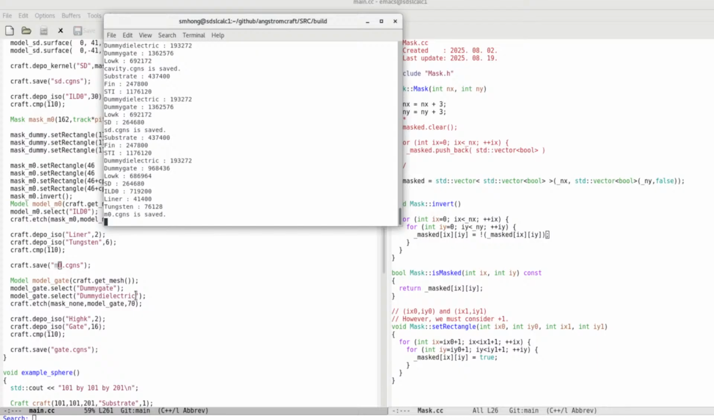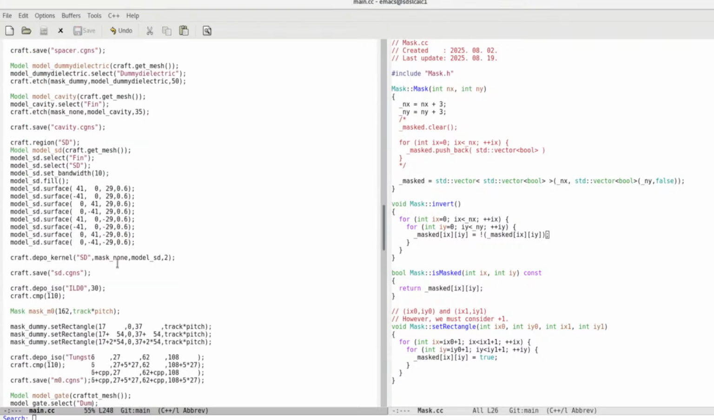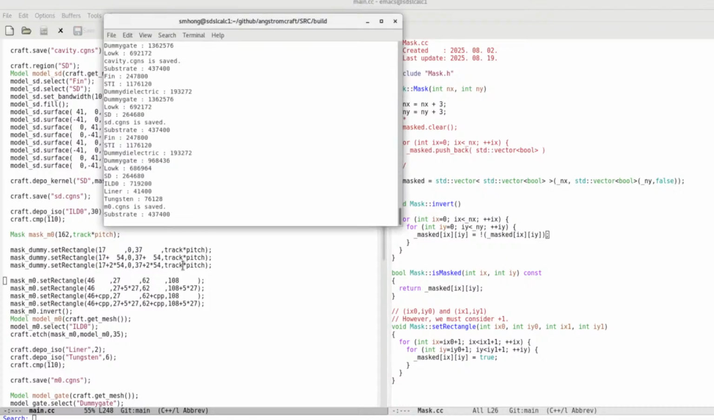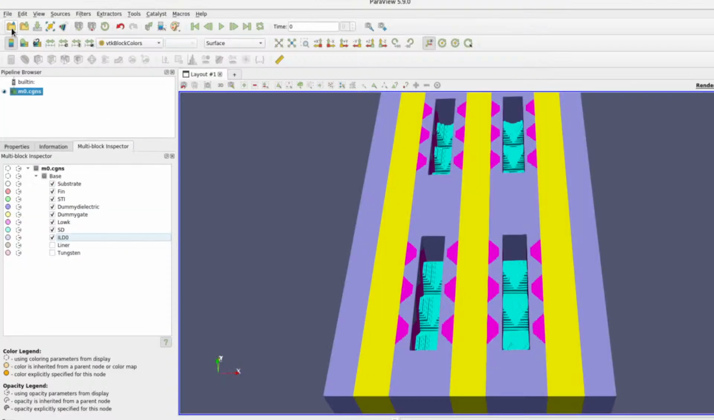Yes, so it takes about 5 or 6 minutes to finish the entire procedure, and I think one of the most time-consuming parts is the one for this source drain part, because we have to introduce wide bandwidth to mimic the shape of the silicon germanium architecture part. Okay, now it's done. Okay, gate.cgns.